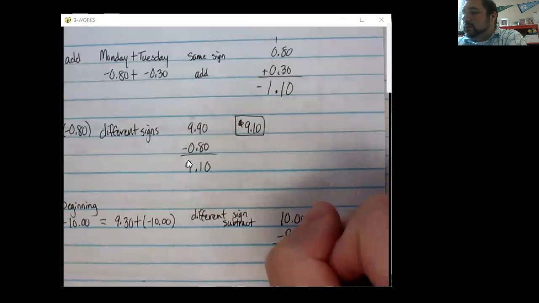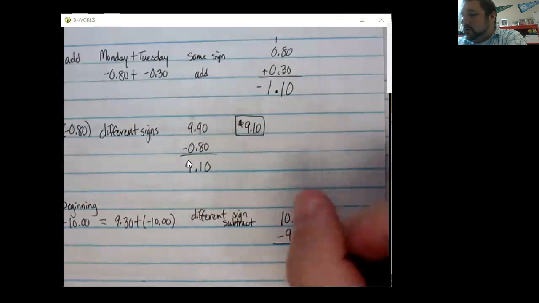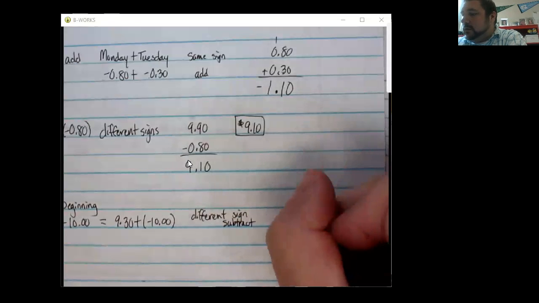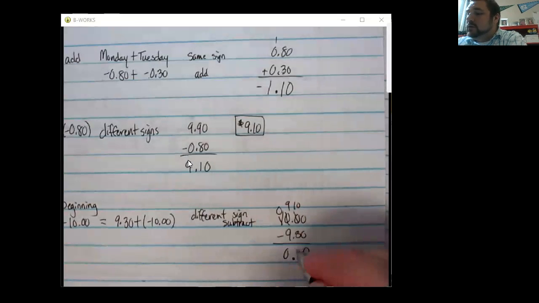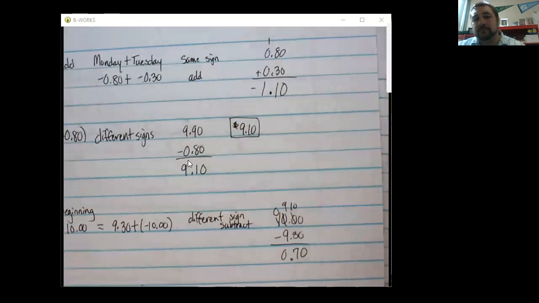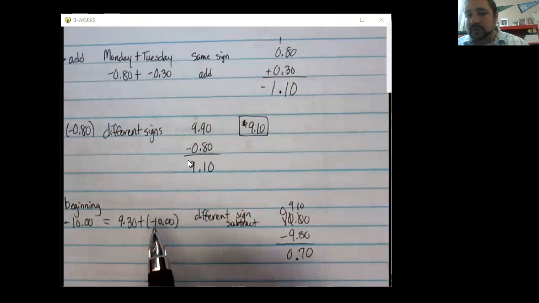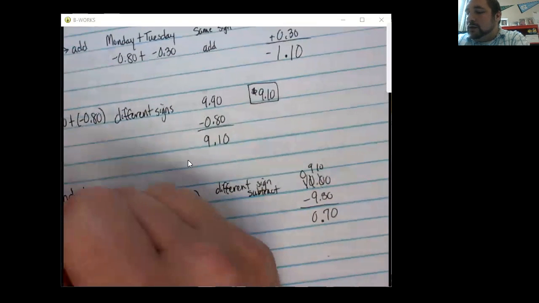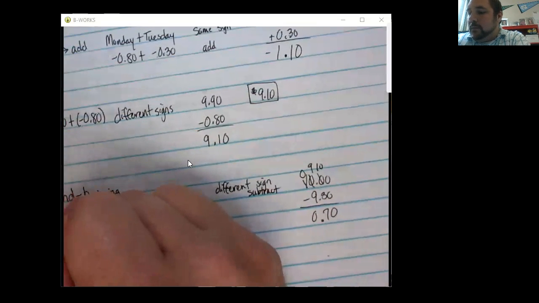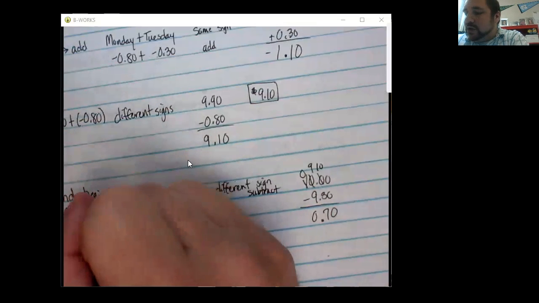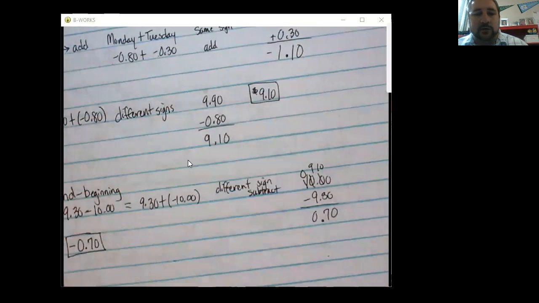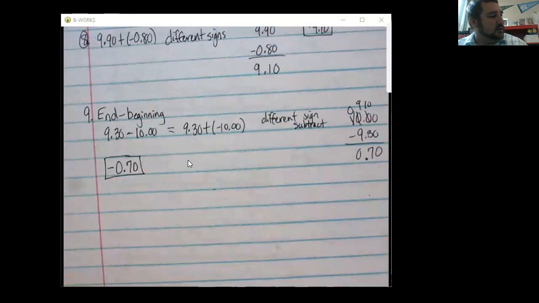Now we subtract, bring down your decimal. 0 minus 0 is 0. This is going to be 10. Borrow. This is going to be 9. This is going to be 0. So that's going to leave us with 0.70. But 10 is larger. It was negative. Therefore, our answer will be negative 0.70. So that is the change in price. It went down 0.70, which is 70 cents.